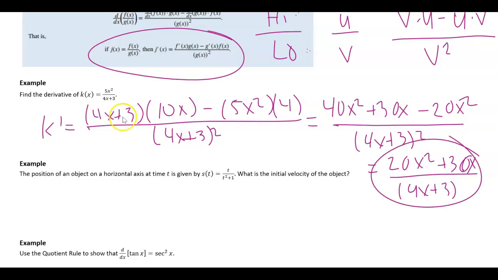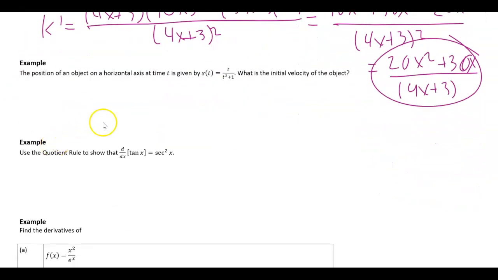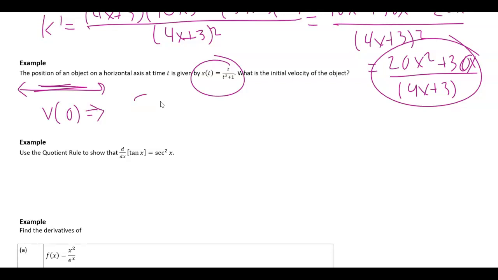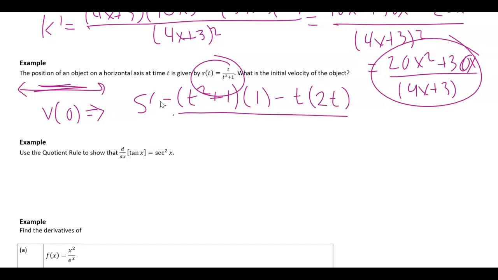All right, let's look at an example with particle motion. The position of an object on a horizontal axis at any time t is given by this equation. What's the initial velocity? So meaning what is v of 0? Well, let's first find s prime. So that's going to be low. D high would be 1 minus high. D low would be 2t all over low squared.